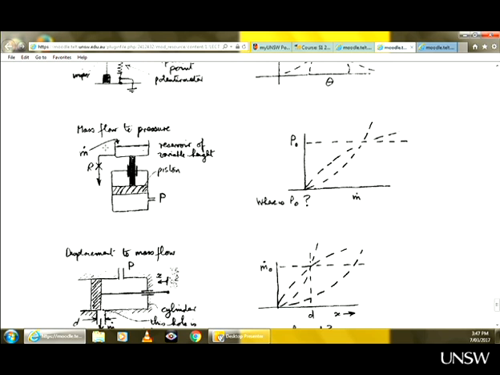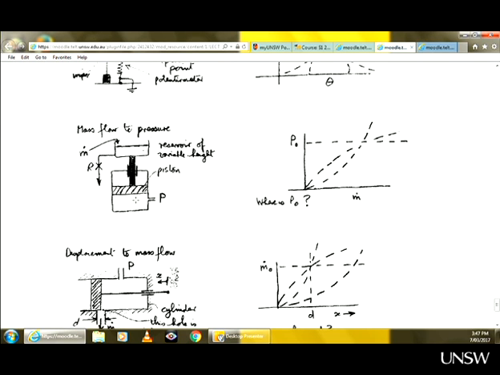Here you have a dish with a mass flow of some sort of liquid. As the liquid flows in, the weight changes, so this piston will move down. As it moves down, here you have a gas. The gas gets compressed, so the pressure changes.